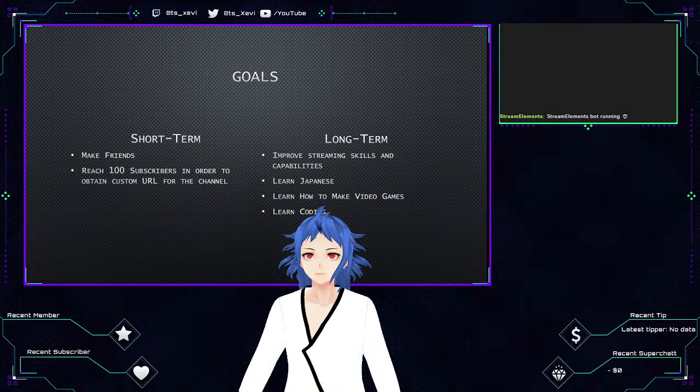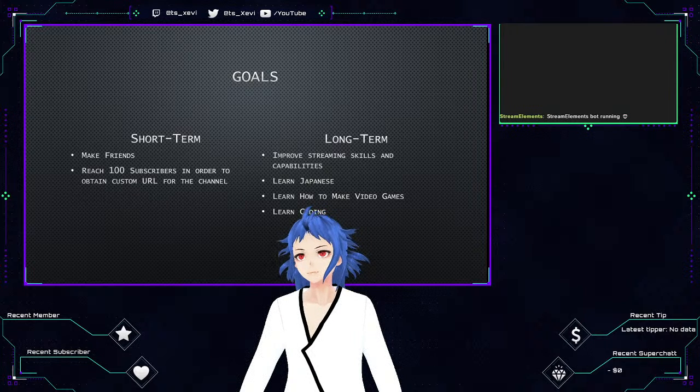Some more long-term goals. I want to learn Japanese. I've been to Japan once. I went to Japan in high school for about a week, and it was an amazing experience, and I'd love to go back. But I'd also love to be able to speak with the people in their language. So that's something that I'm going to work on.